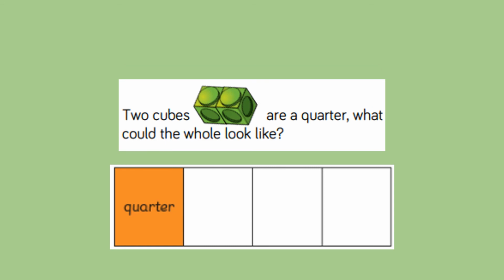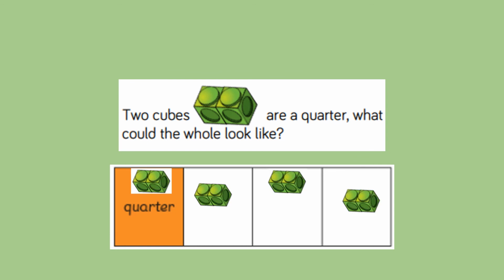What about if 2 cubes were a quarter? What could the whole look like then? It would look like this. So in each quarter we have 2 cubes. So if 2 cubes are 1 quarter, then in 4 quarters, or in other words in the whole number, we would have 8.